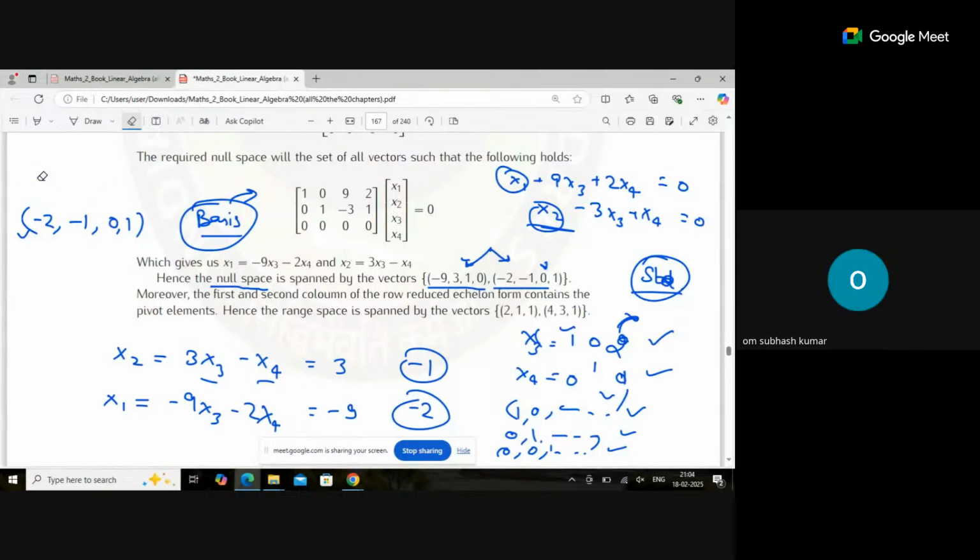Can you explain how to choose x3 equal to 1 and x4? Is it random? Randomly, what you can do is take the variables. How many free variables are there? Two free variables are there, x3 and x4.